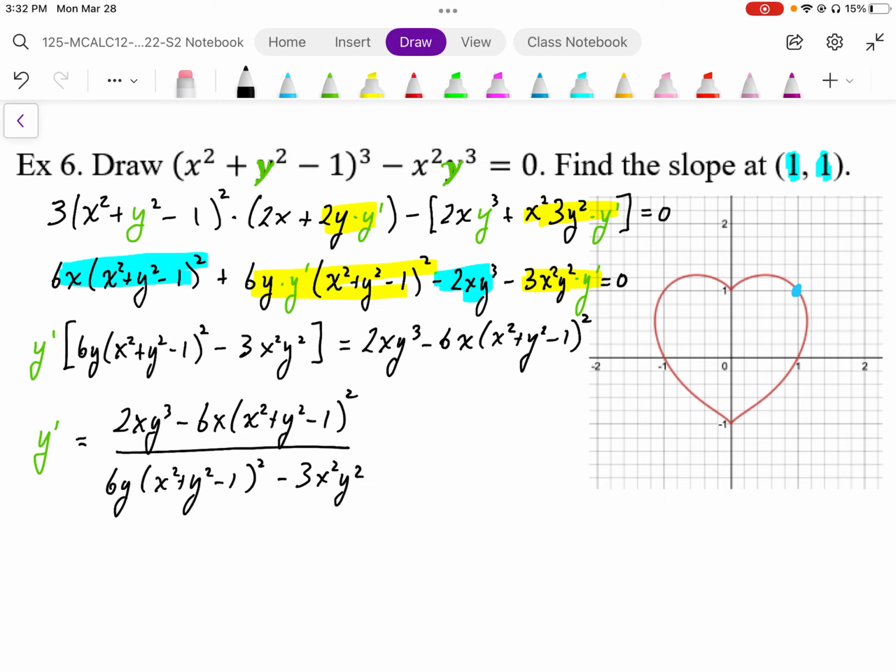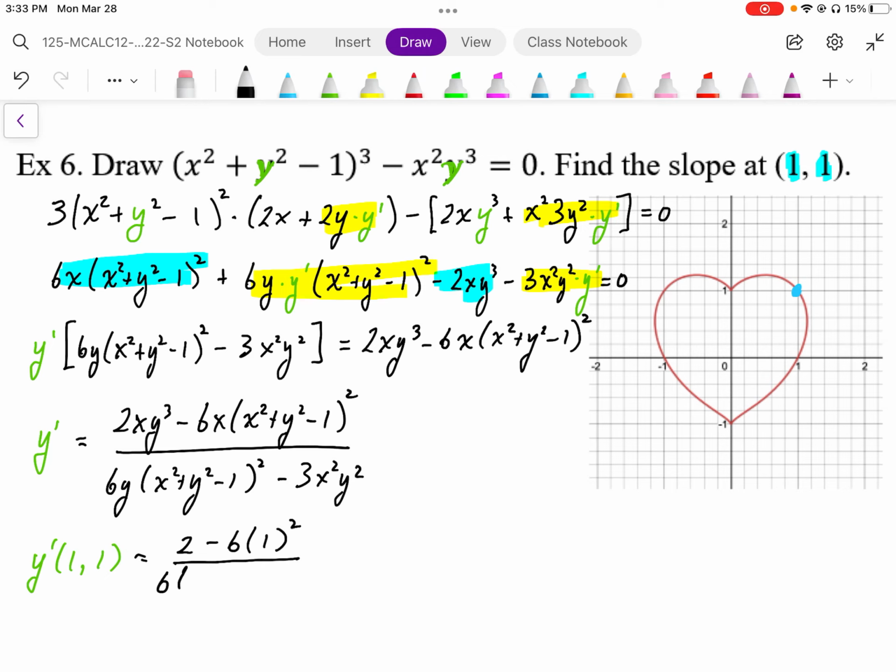So there's lots of terms in there, so we have to be particularly careful with this. What we want to do then is calculate the slope. So we have the slope at x equals 1, y equals 1. When we do this, we're just going to plug in 1 and 1 into this expression. So we get 2 times 1 cubed minus 6 times 1. And then when we add this together, I get 1 squared plus 1 squared minus 1 is 1. That's going to be all squared. So this simplifies quite nicely because of the 1s.